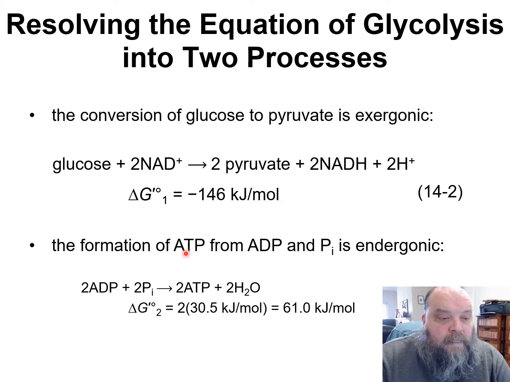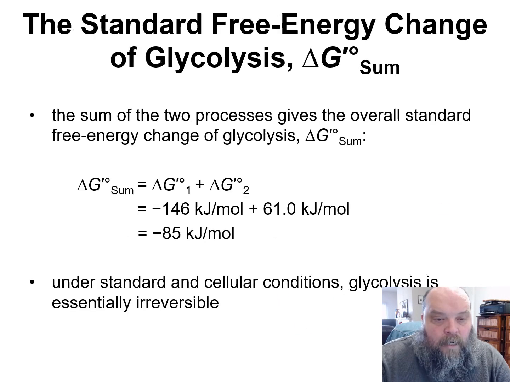You take the ATP, forming the ATP from ADP and inorganic phosphate, which happens during the payoff phase. Oh, look at that, 61. That's very, very endergonic. Have an extremely exergonic thing overall. Embedded within it, though, are going to be a couple of steps that are extremely endergonic.